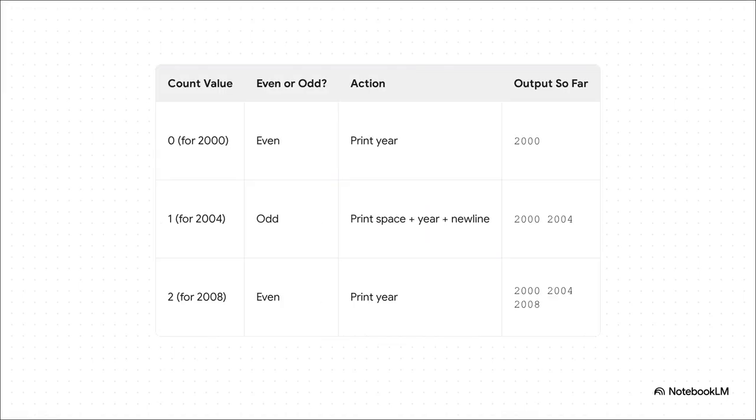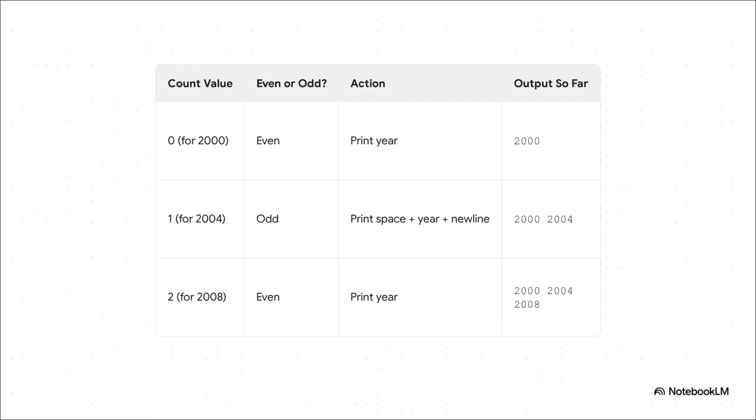Okay, check out how this counter works its magic. All we do is check if the count is even or odd. So when we find our first leap year, 2000, the count is 0. That's an even number, so we just print the year. For the next one, 2004, the count goes up to 1. That's odd, and that's our signal to add a space, then the year, and then start a new line. For 2008, the count is 2, even again. See the pattern? Even, odd, even, odd. That one simple check gives us perfect control over our formatting.